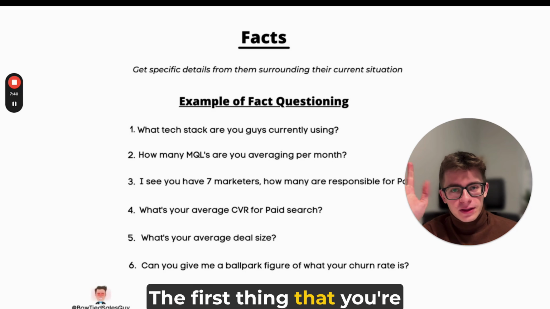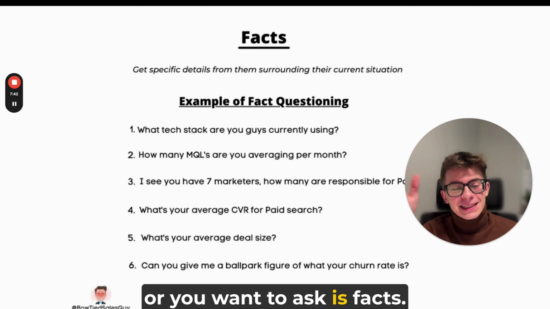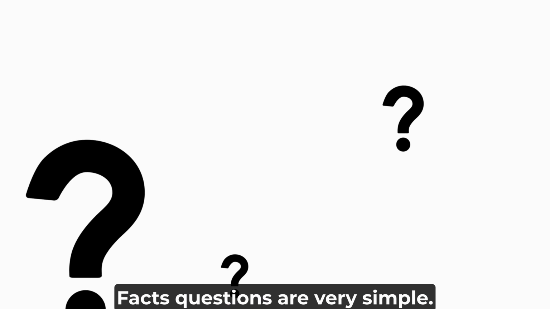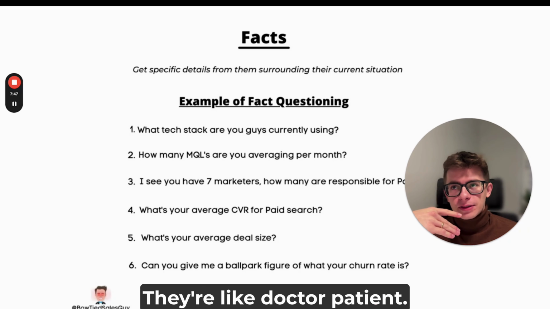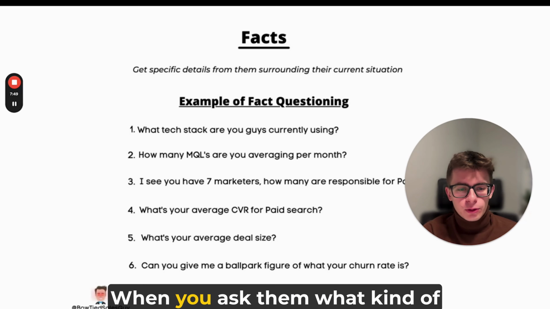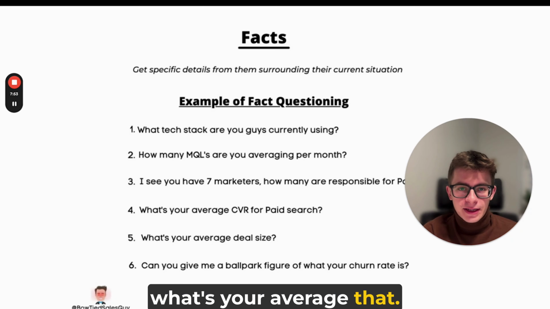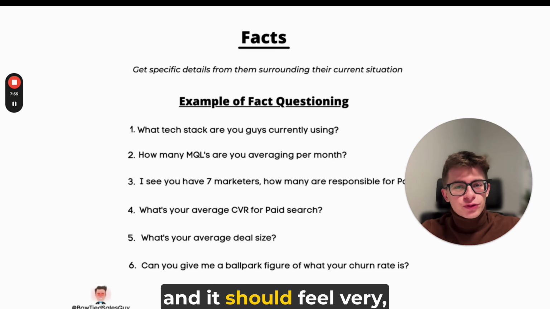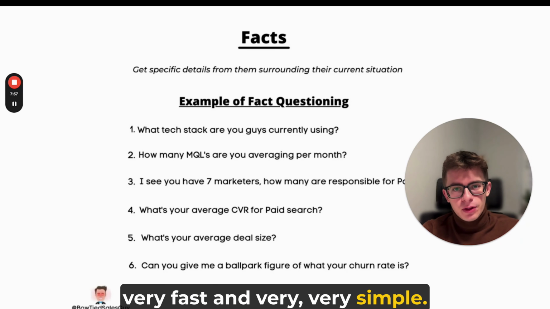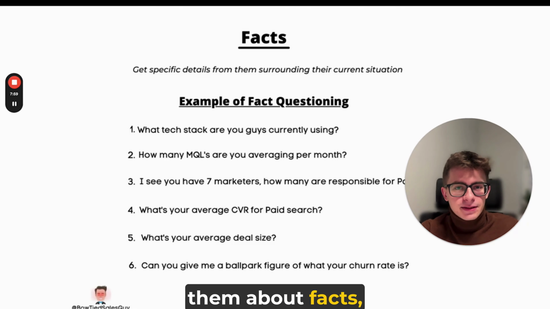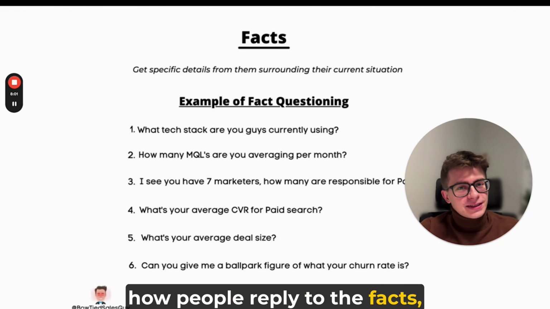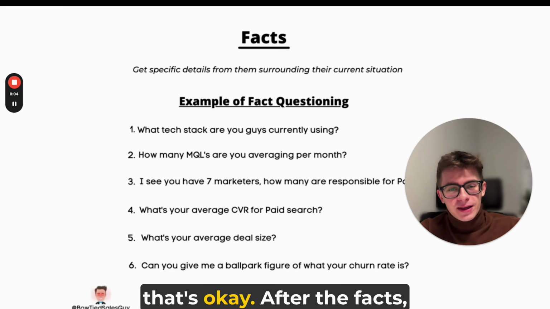The first thing that you're gonna ask is facts. Facts questions are very simple, like doctor-patient. When you ask them, what kind of blockchains do you have? Or what's your average this, what's your average that? Just ask them about the numbers, and it should feel very, very fast and very simple. How people reply, they just tell you the fact, and that's okay.